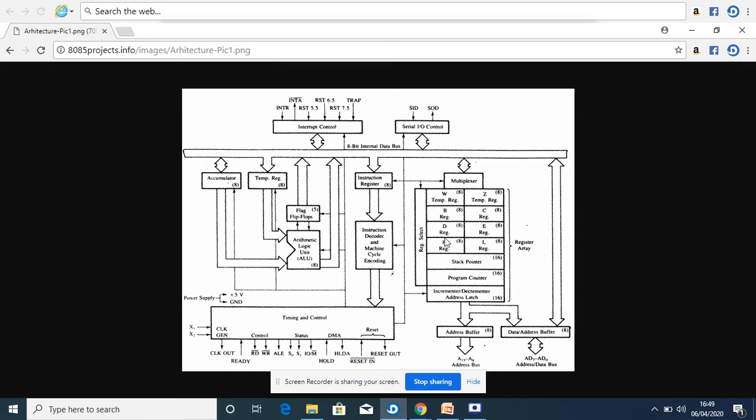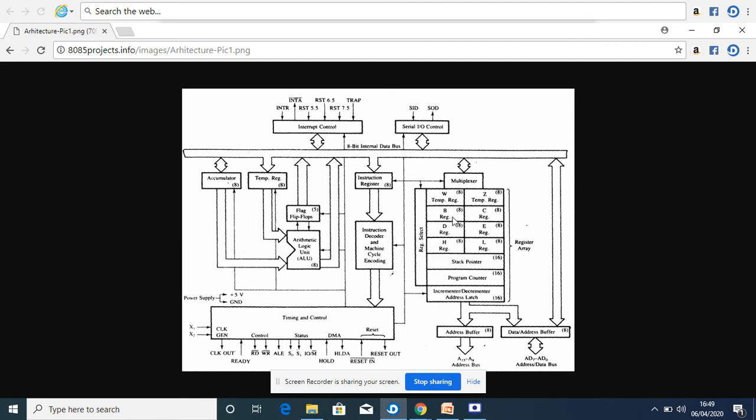Here is the set of registers. This is the set of registers that is used in the microprocessor. Every processor has some set of registers. These registers are used to store data that is accessible fastest. B, C, D, E, H, and L are arranged in this form. W and Z, these two registers are temporary registers, and these registers are not accessible to the user. These registers are used by the microprocessor itself to process the data.